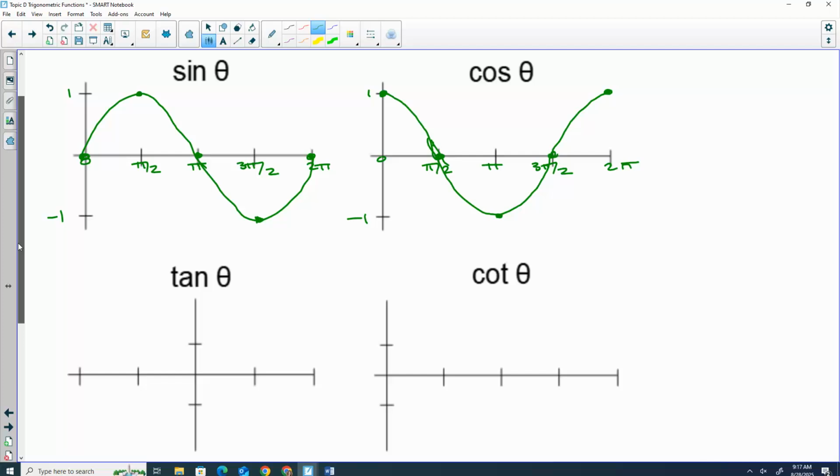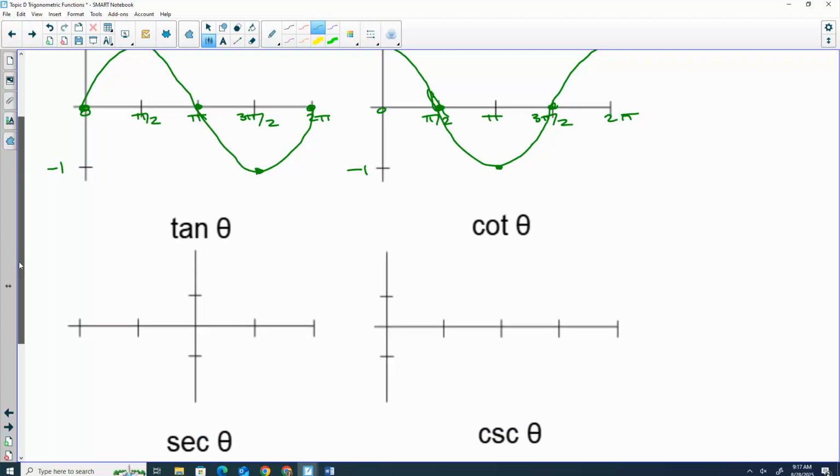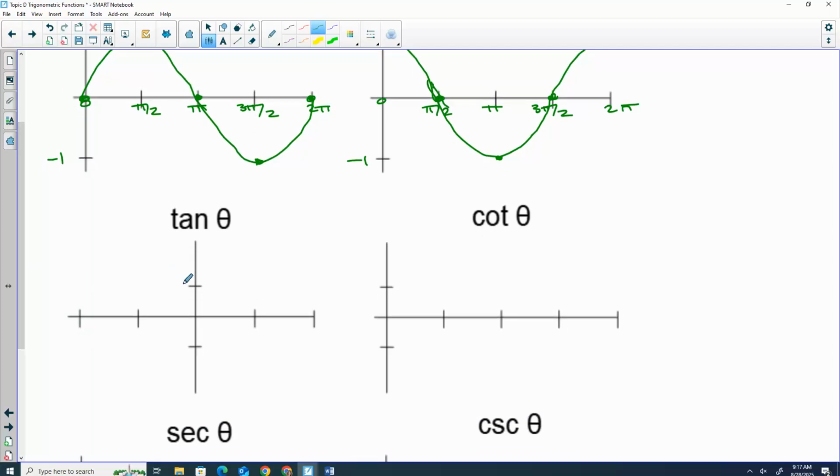Tangent and cotangent, remember those were the weird ones. We picked different intervals for those because of our asymptotes. Tangent, we went from negative pi over 2 to positive pi over 2, which means these points are pi over 4, negative pi over 4, 0, positive pi over 4. Okay.